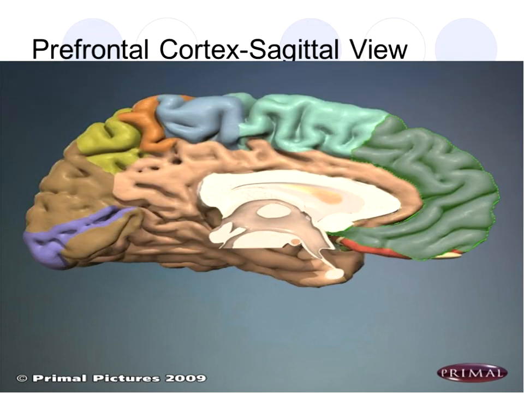Here's an example also of the prefrontal cortex, areas 10, or really 9, through, let's say, 10, 11, down here more orbital, and 12.